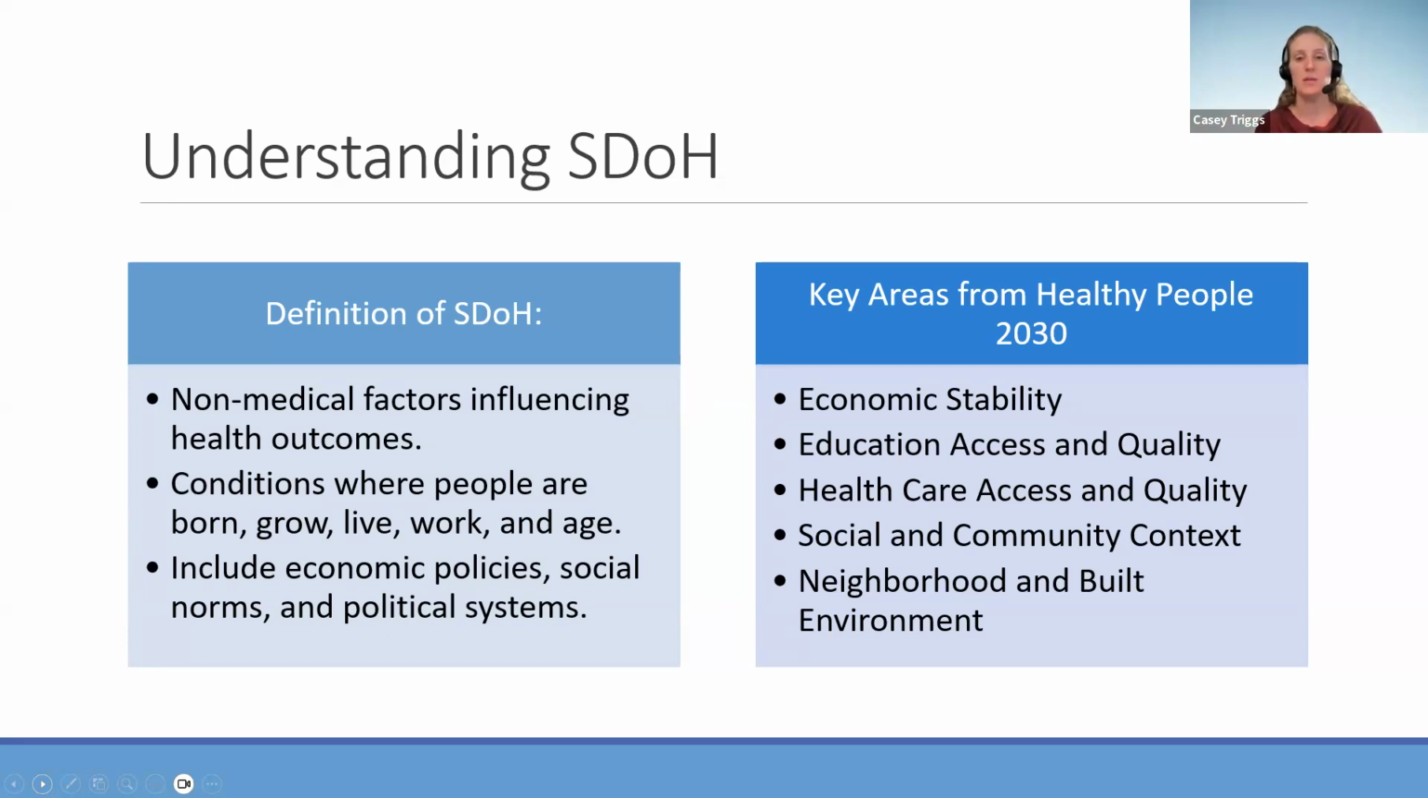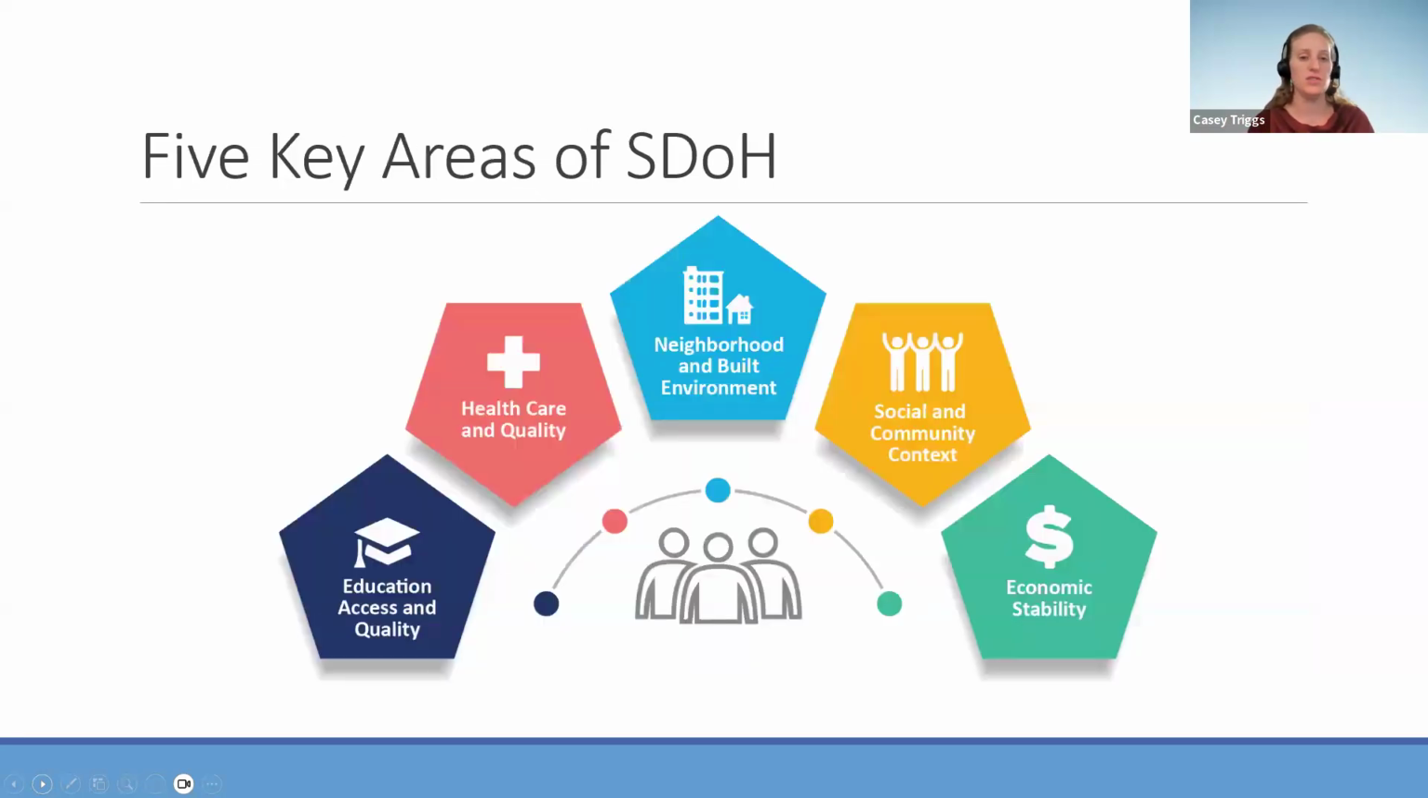And that's economic stability, education access, healthcare access, the social context, and neighborhood environments. So these factors don't just influence health outcomes, but they also play a role in whether students can attend school regularly. And I think we'll kind of explore that as we go on.